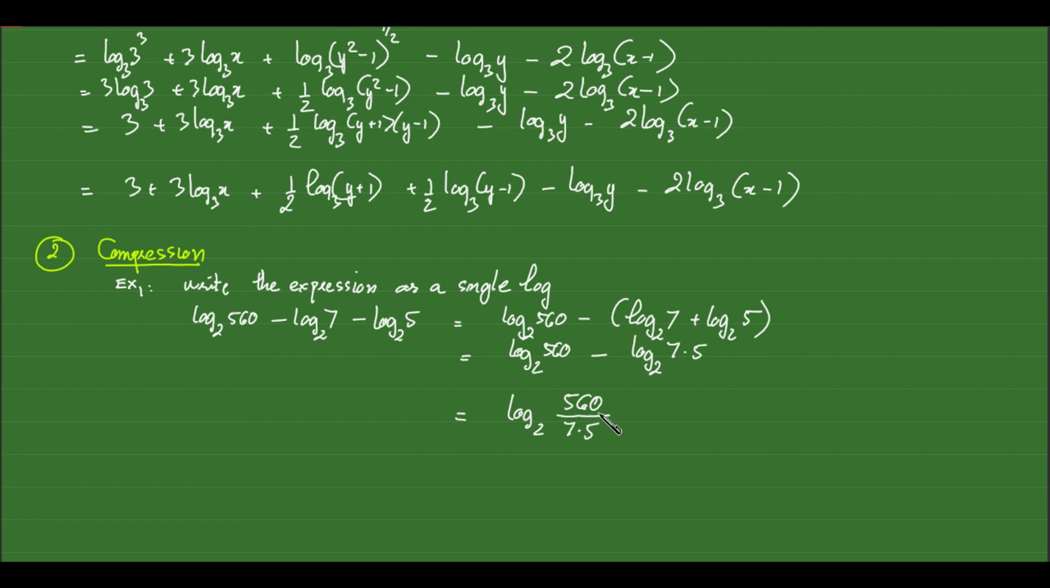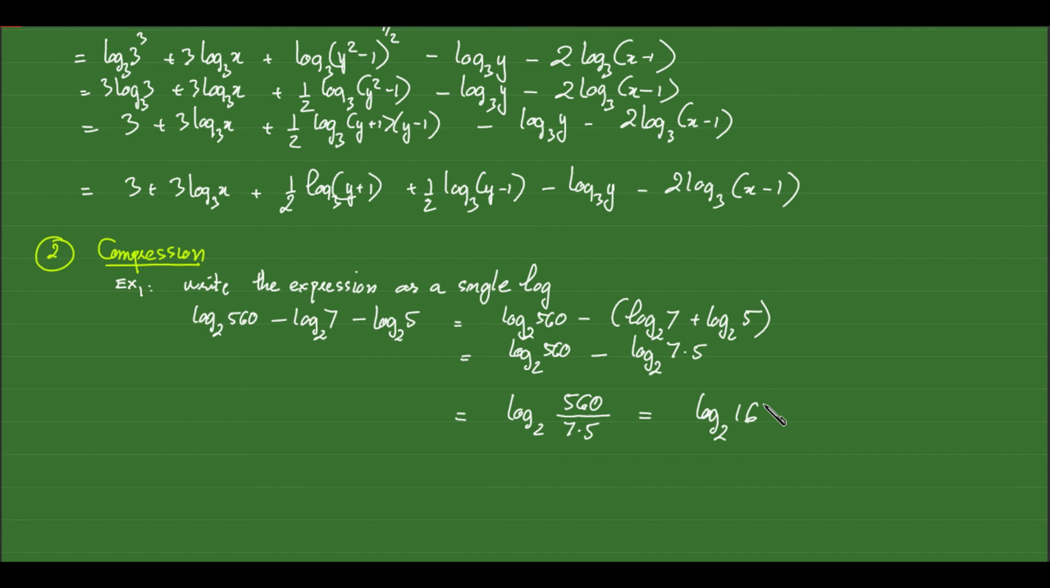Another reminder I want you to know is this. Because this log over here minus this, this one goes first, it means 560 must be on the numerator. If you put 560 at the denominator and put 7 times 5 on the numerator, it'll be wrong. Now we just need to simplify this. Divide by 7, which gives you log base 2 of 16.